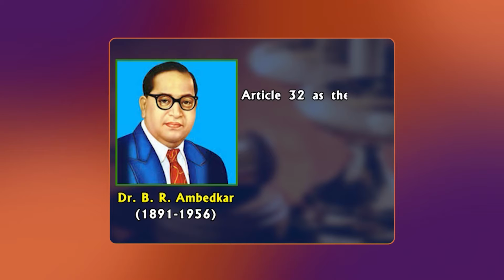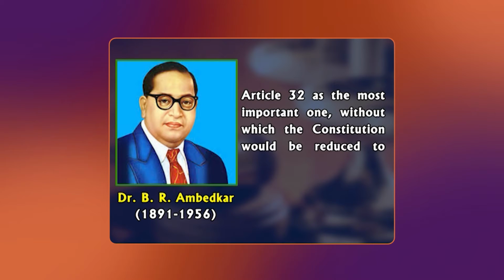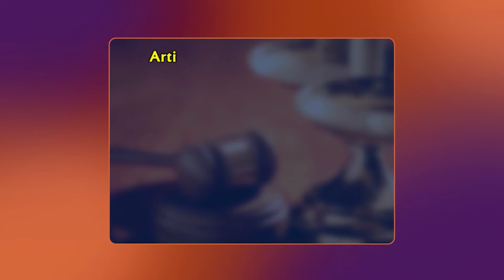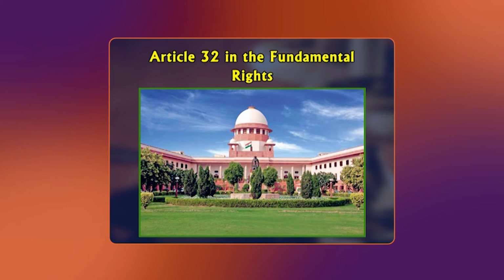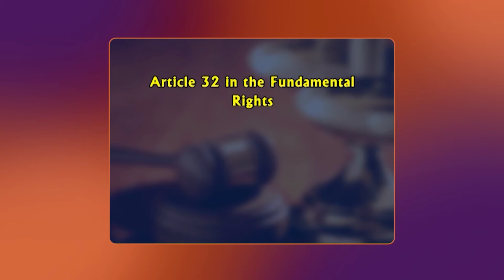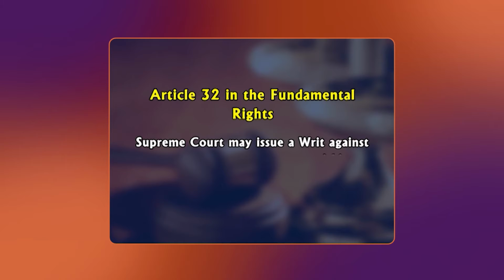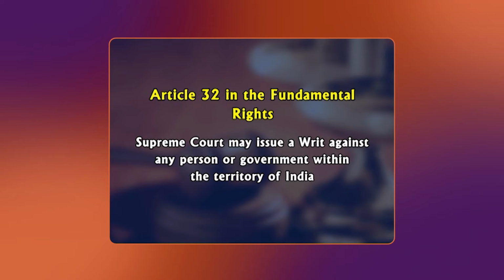Ambedkar described Article 32 as the most important one, without which the Constitution would be reduced to nullity. It is also referred to as the heart and soul of the Constitution. By including Article 32 in the fundamental rights, the Supreme Court has been made the protector and guarantor of these rights. Under Article 32, the Supreme Court may issue a writ against any person or government within the territory of India.